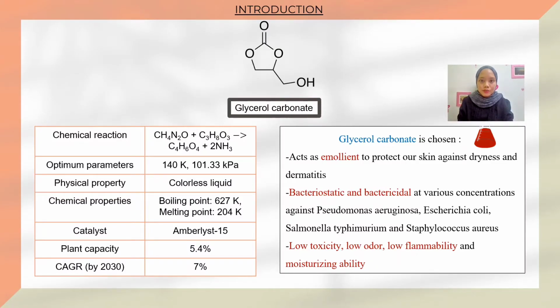Glycerol carbonate is produced from urea and glycerol. To produce glycerol carbonate in liquid form, we need to have an optimal parameter for the production to succeed. The production is at 140 Kelvin and 101 kPa in a packed bed reactor, and the catalyst used is Amberlite 15. GC acts as an emollient since it has bacteriostatic properties that can kill bacteria and have low toxicity, and of course it has moisturizing ability.